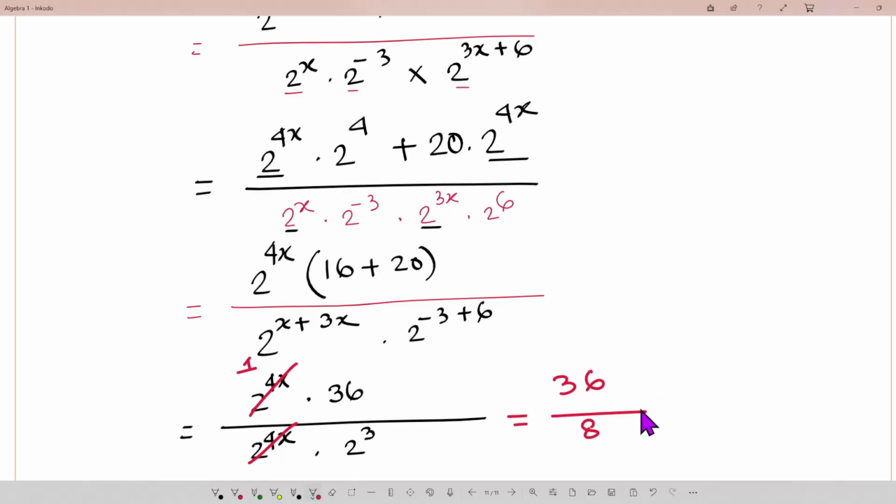So we can divide this fraction by 4. So 36 divided by 4 is 9 and 8 divided by 4 is 2, right? So 9 by 2, it's an improper fraction. This one we can write as 4 1 by 2 and this is our answer.